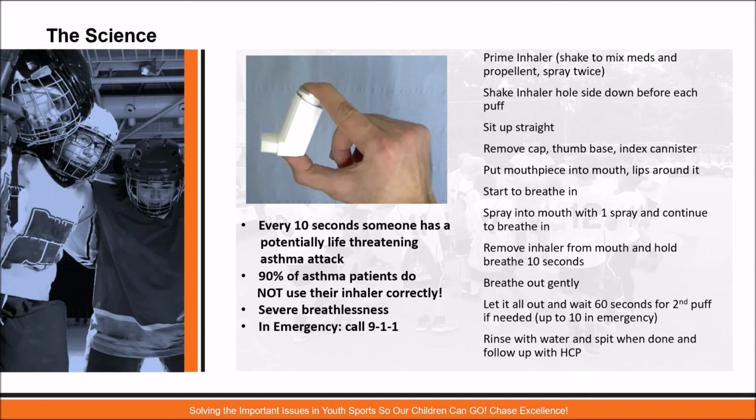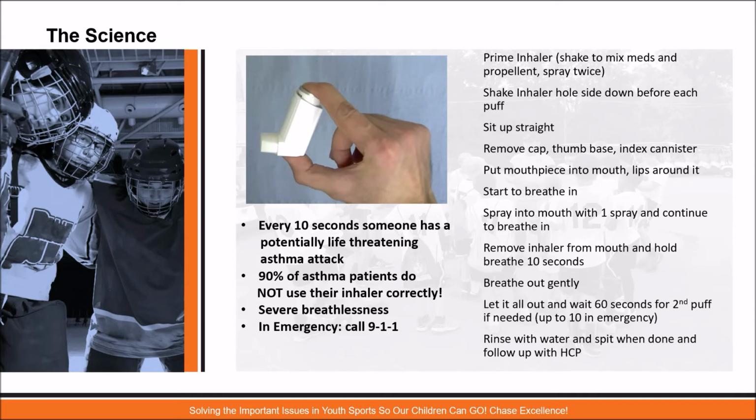Very quickly, we want to prime the inhaler, kind of like shaking a can of spray paint. We're going to shake to mix the medication and the propellant. So we're going to shake, and spray, holding it as you see in the picture. Index finger on the top on the canister and thumb on the bottom. So the bottom side is the inhaler hole.